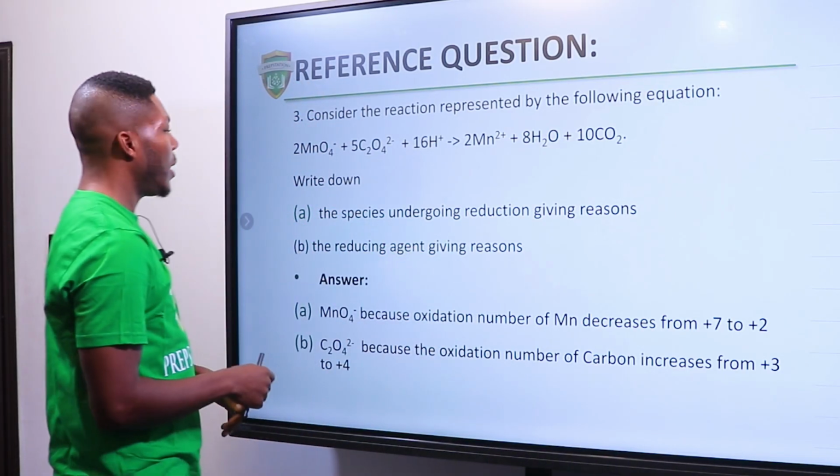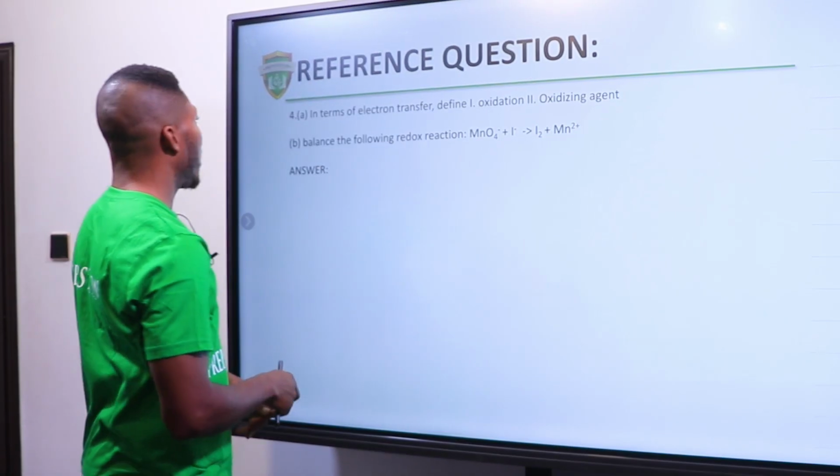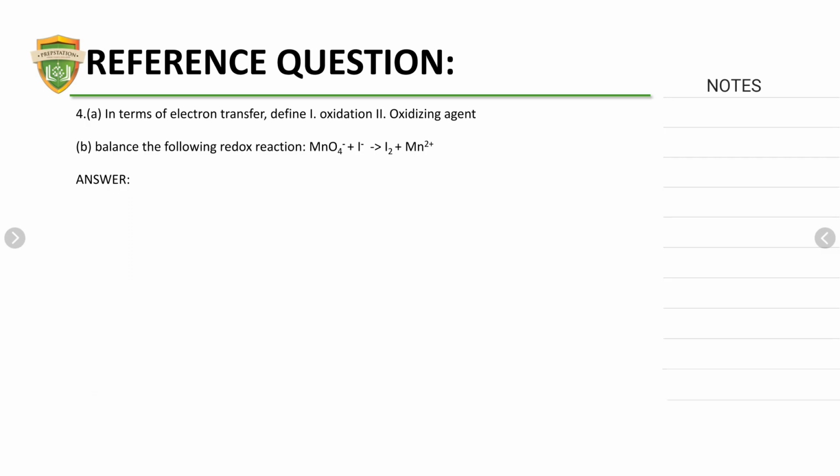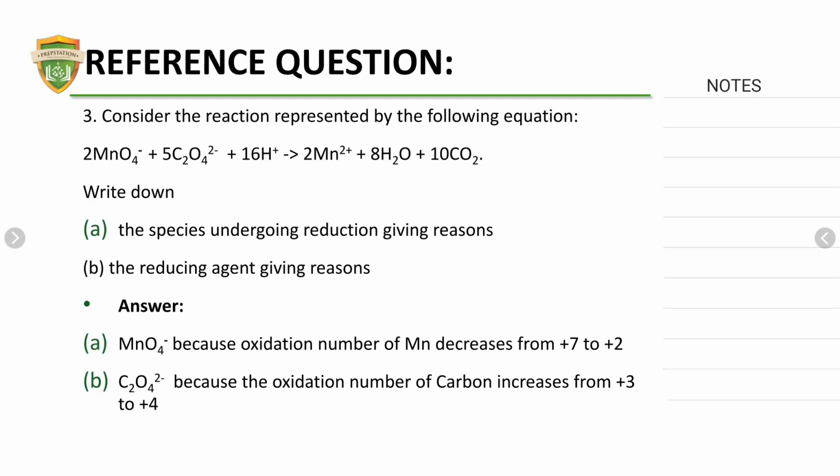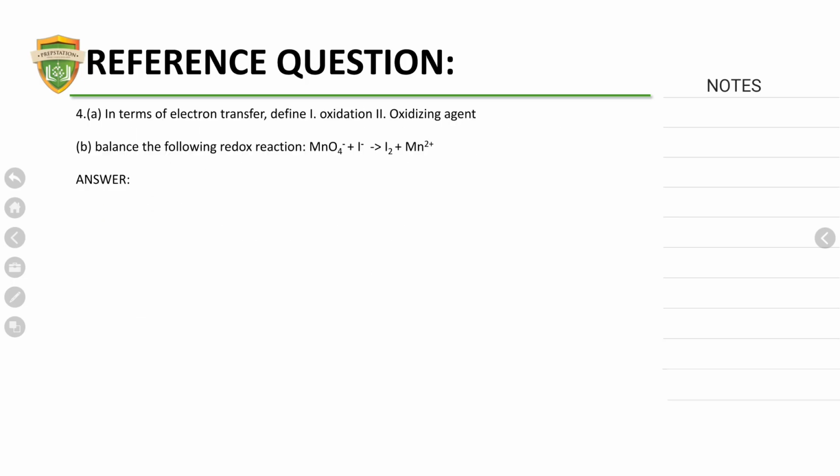All right. Then let's look at another question. In terms of electron transfer, define oxidation and oxidizing agent. This one is a bonus question anyway. What is oxidation? They have given you a condition. Don't forget, in terms of electron transfer. So your answer should be in terms of electrons. Don't go and say addition of oxygen, that is wrong. Follow the terms and conditions given to you. So what's the answer? It is a process of electron loss.